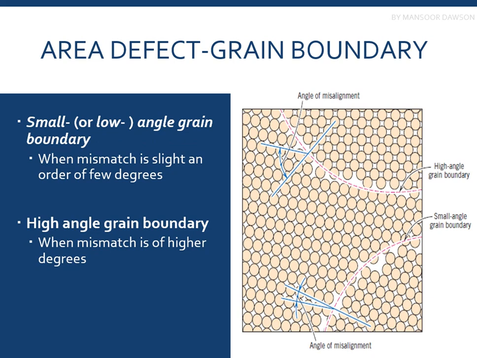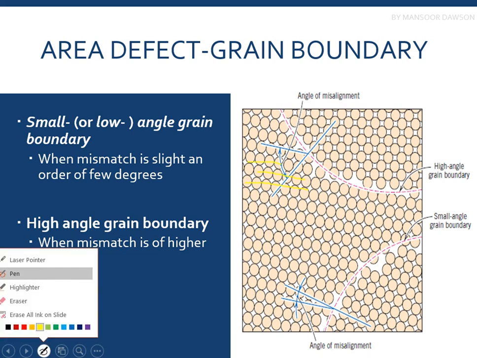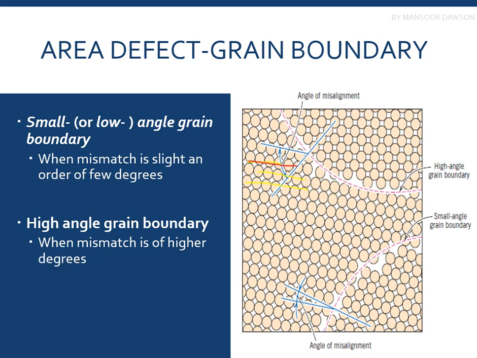You can see there are two types of grain boundaries. One is a small angle or low angle boundary, and the other is a high angle grain boundary. In this grain, the atoms are aligned in this direction, but in the other grain, the atoms are aligned in this direction. So the angle produced is very high, and we call it a high angle grain boundary.